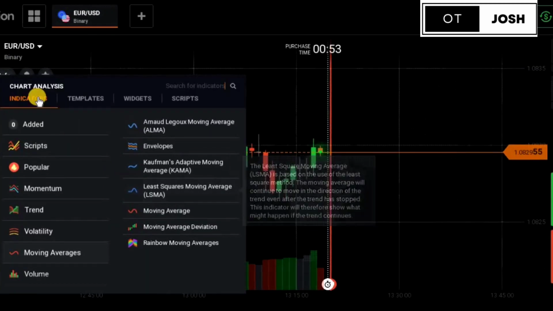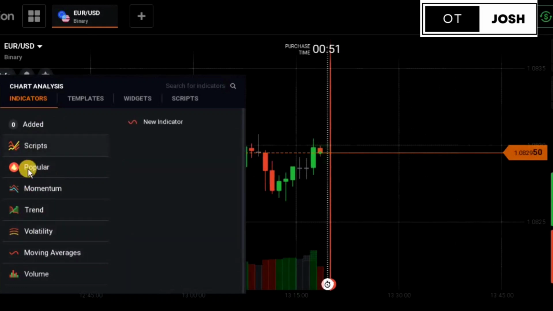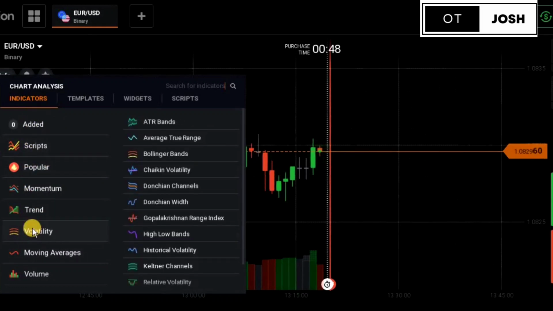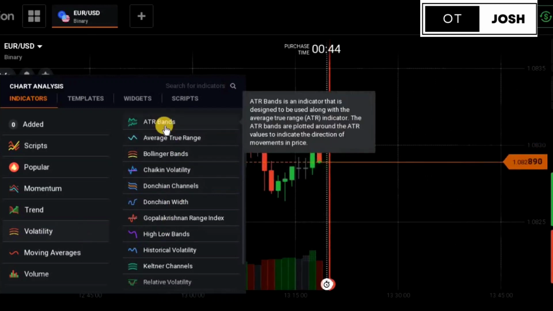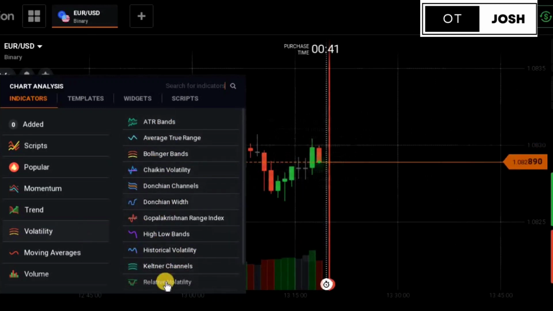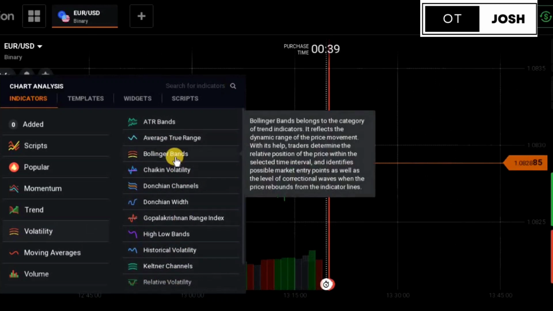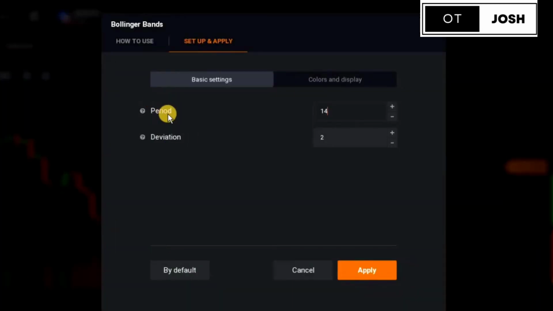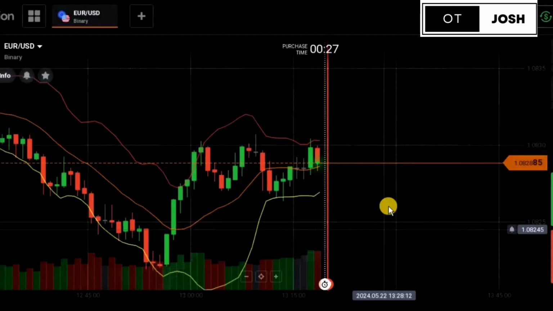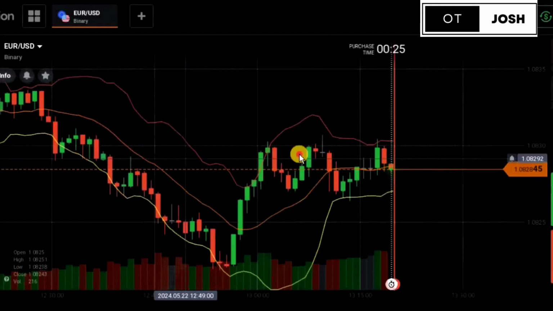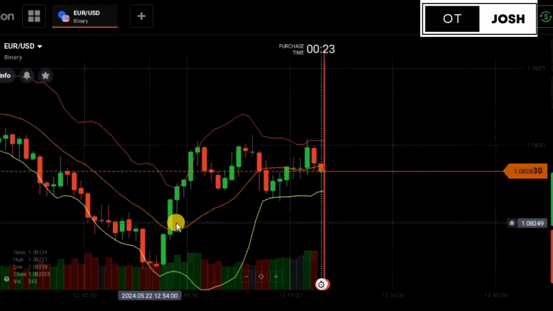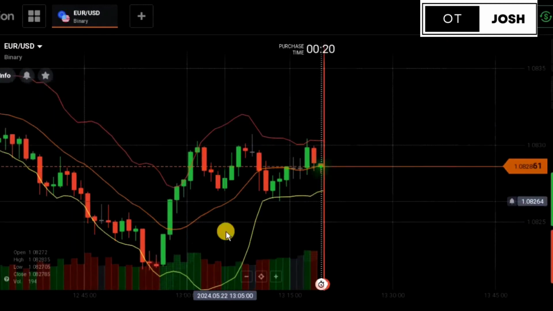So like I said, the Bollinger Band is a volatility indicator, so it is under the volatility category. If you come here, you see the volatility indicators. These are all volatility indicators, but the best in my opinion is the Bollinger Band. So you're going to come here, the period is 14 and the deviation 2. The colors are default, so if you apply, yes, this is what the Bollinger Band looks like.